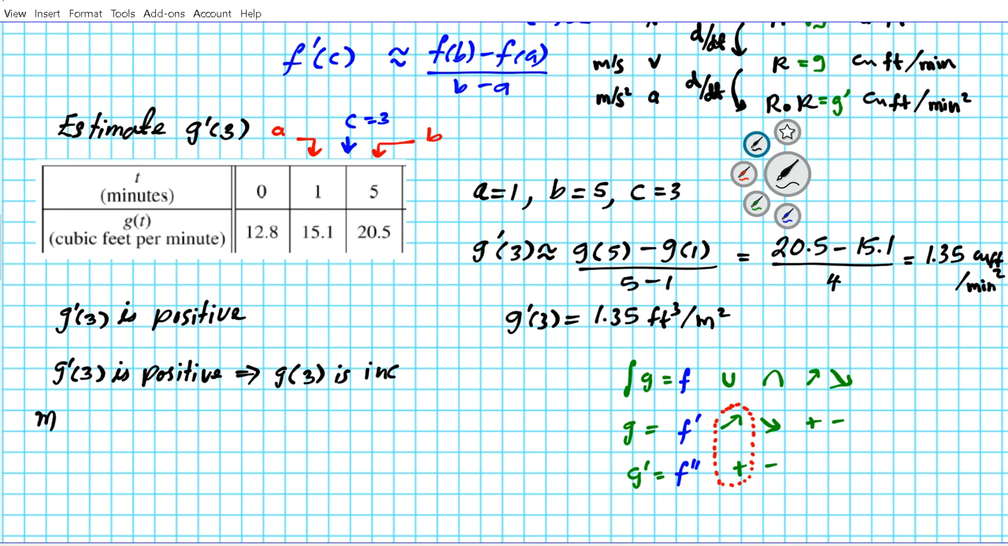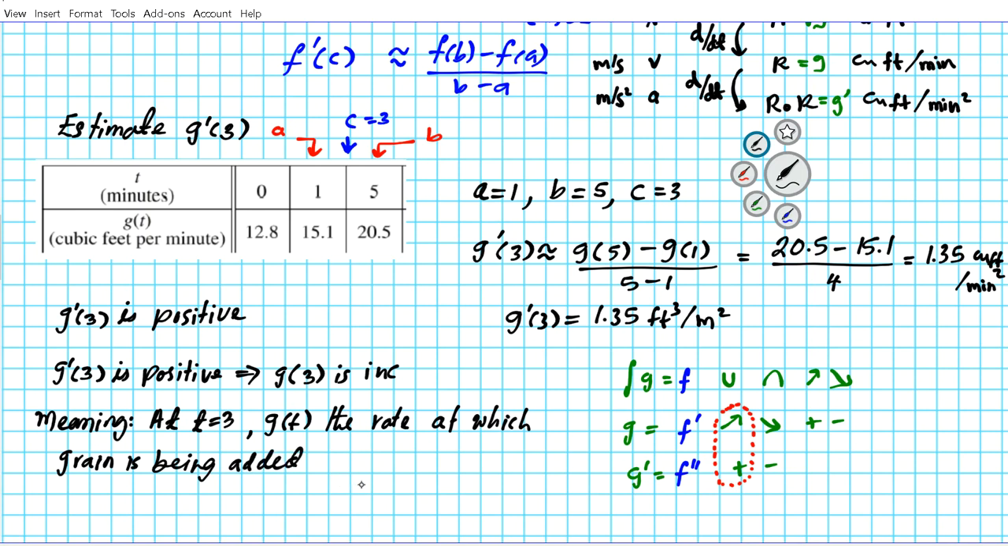All right, so the meaning of this is as follows. The meaning of our answer is that at time t equals 3, G of t, the rate at which grain is being added to the silo, is doing what? It's increasing. All right, so increasing is the rate of change of the rate of change, which is the second derivative. It's increasing at what rate?